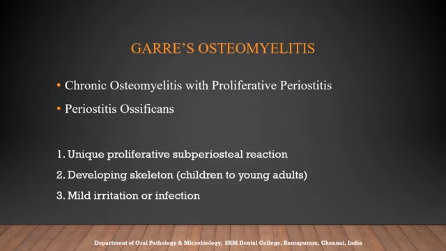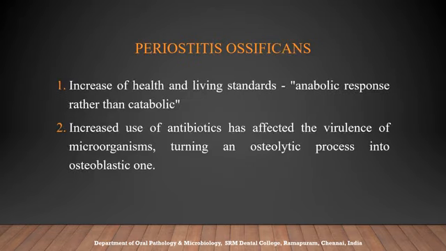Whereas here in Garre's osteomyelitis, there is more of periosteal reactive bone formation, and it is caused due to mild infection or mild irritation. So these are the unique features of Garre's osteomyelitis. In this type of osteomyelitis there is a proliferative subperiosteal reaction, and it commonly affects the developing skeleton. So usually children to young adults are commonly affected, and as I told before, it is a result of mild irritation or infection.